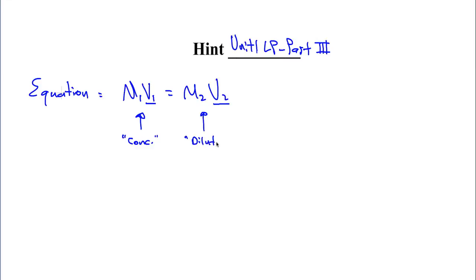And when we're doing these calculations, what we really want to do is find out how much V1, and that's going to be represented by M2 V2 divided by M1, is needed. So we need to take a little volume of the concentrated solution and then dilute it down to a final volume of V2 to make the dilute solution.